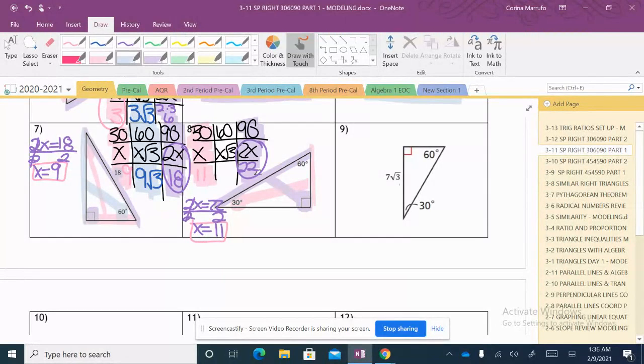Then to find the side across our 60-degree angle, here's my 60 angle, across from it, we're going to take our x value and multiply it times the square root of 3. So our x value is 11, and we multiply it times the square root of 3.